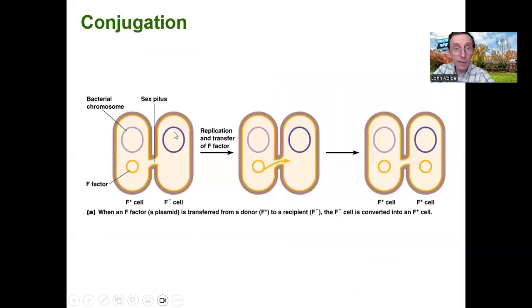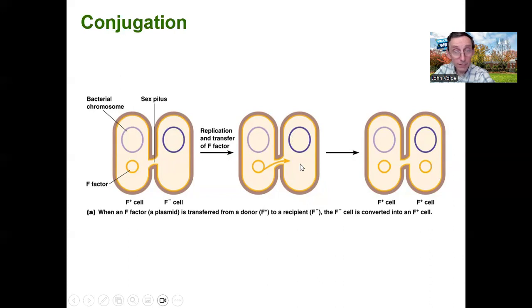All right, so in sexual conjugation, like I said, the sex pilus literally skewers an F minus cell and then acts as a winch to bring them together. They do not need to come this close together. The sex pilus is hollow, and then that F plasmid, called an F factor here, can replicate itself and then send one copy of the plasmid across the sex pilus and into the F minus cell.